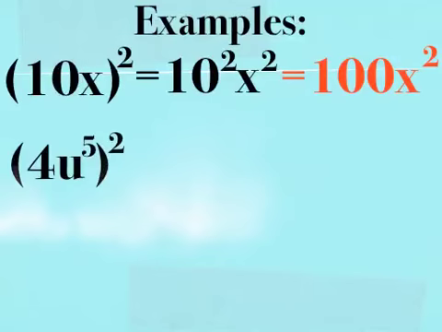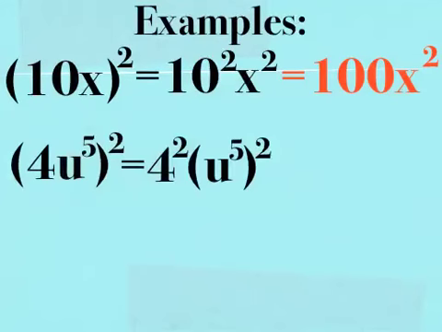The next example, I have 4u to the fifth, in parentheses, and then squared. My two factors in this case are 4 and u to the fifth. I need to go ahead and square both 4 and u to the fifth. I'm still going to use my power to a power rules when I'm bringing in my squared to each factor. So in this case, I'm going to have 4 squared and then u to the fifth squared.